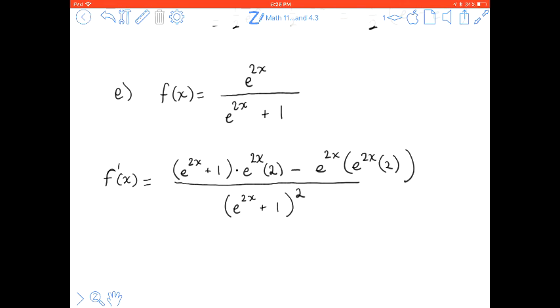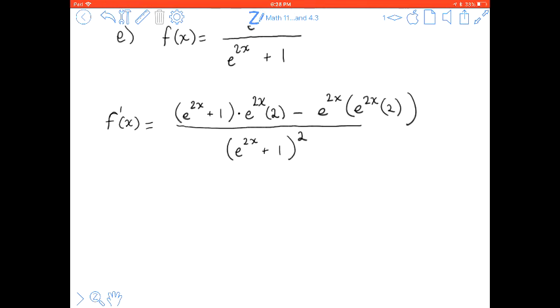So using the same terminology that was introduced back in Unit 2, or Chapter 2 rather, this is the low function. So low d high minus high d low, all over low squared. That's the terminology I used when first introducing the quotient rule there.